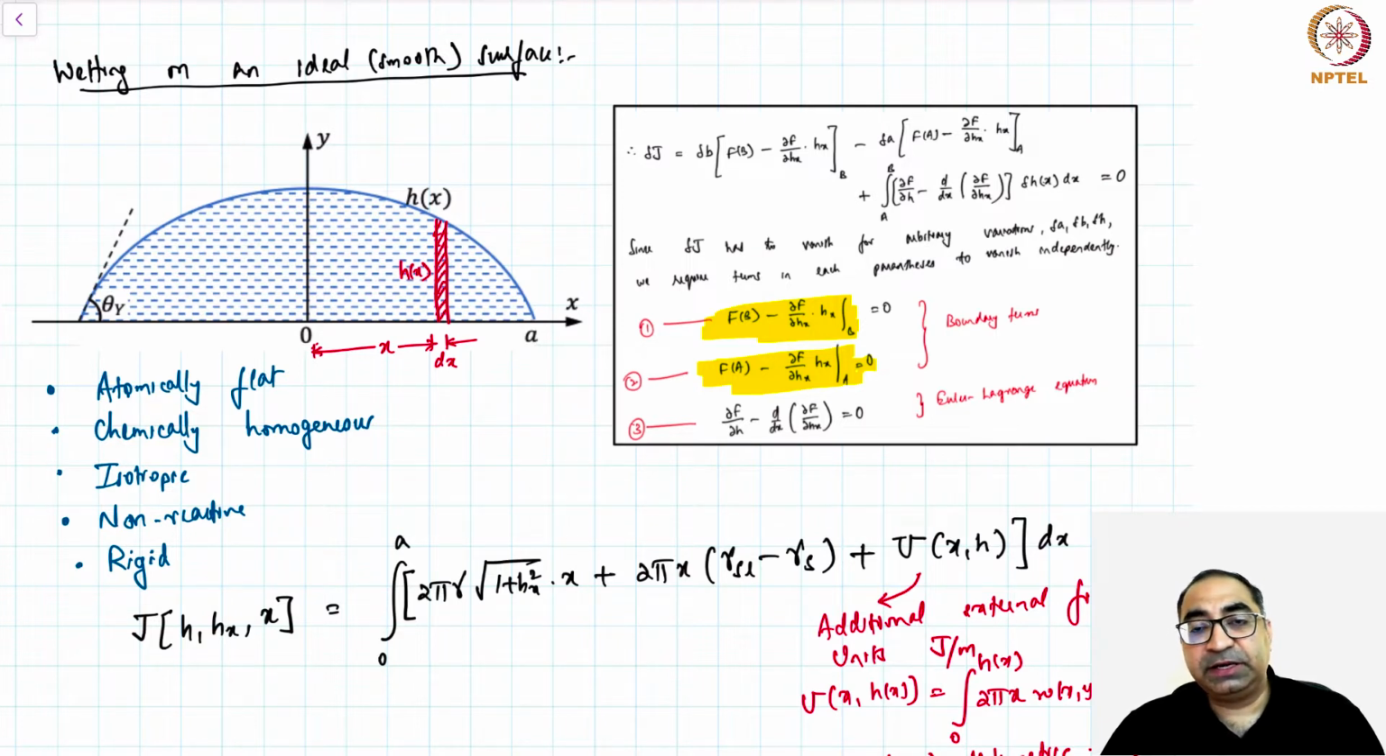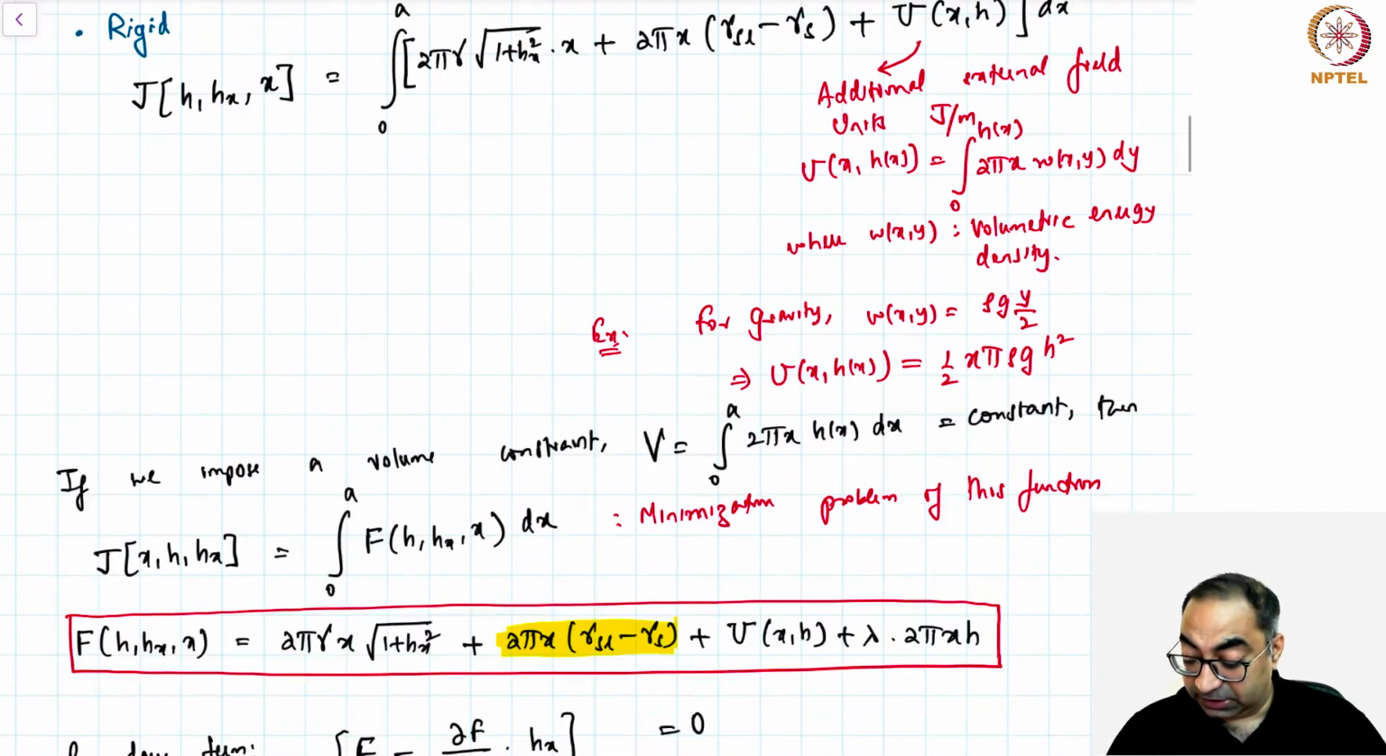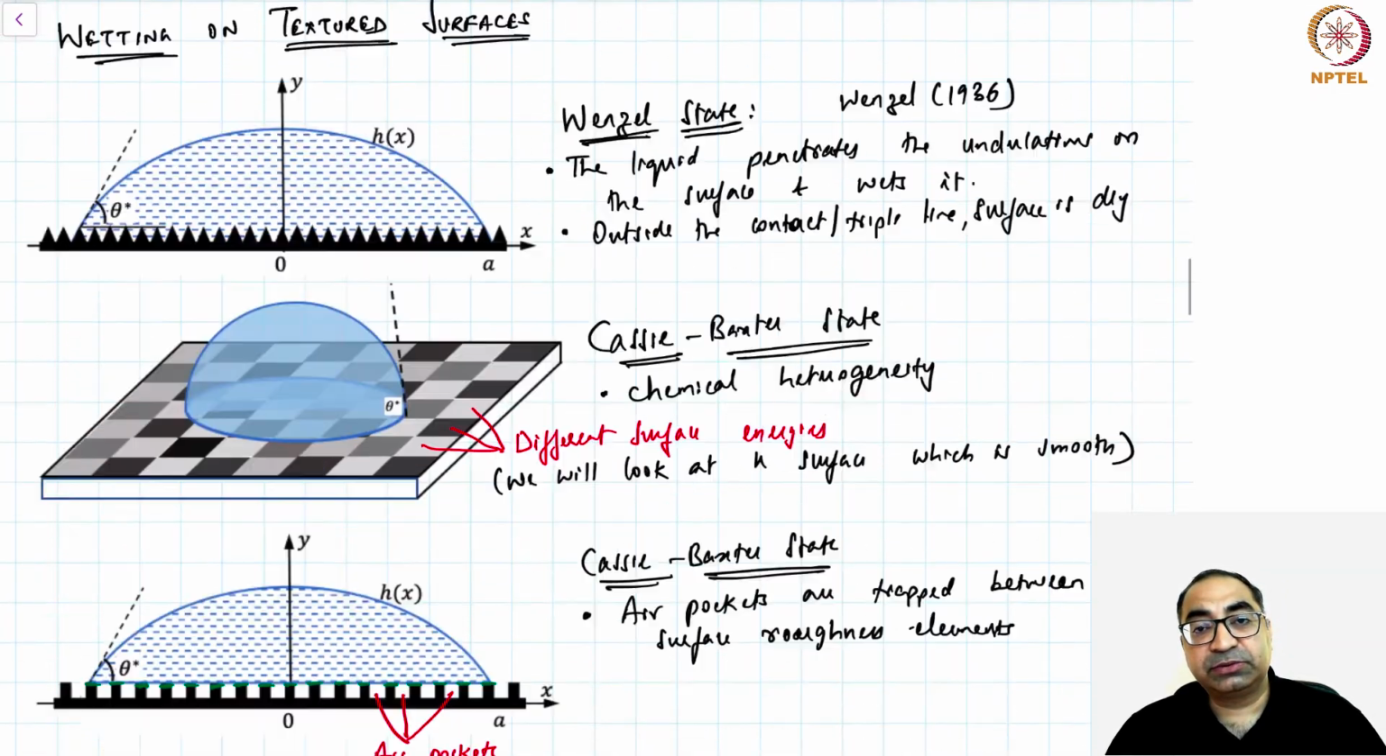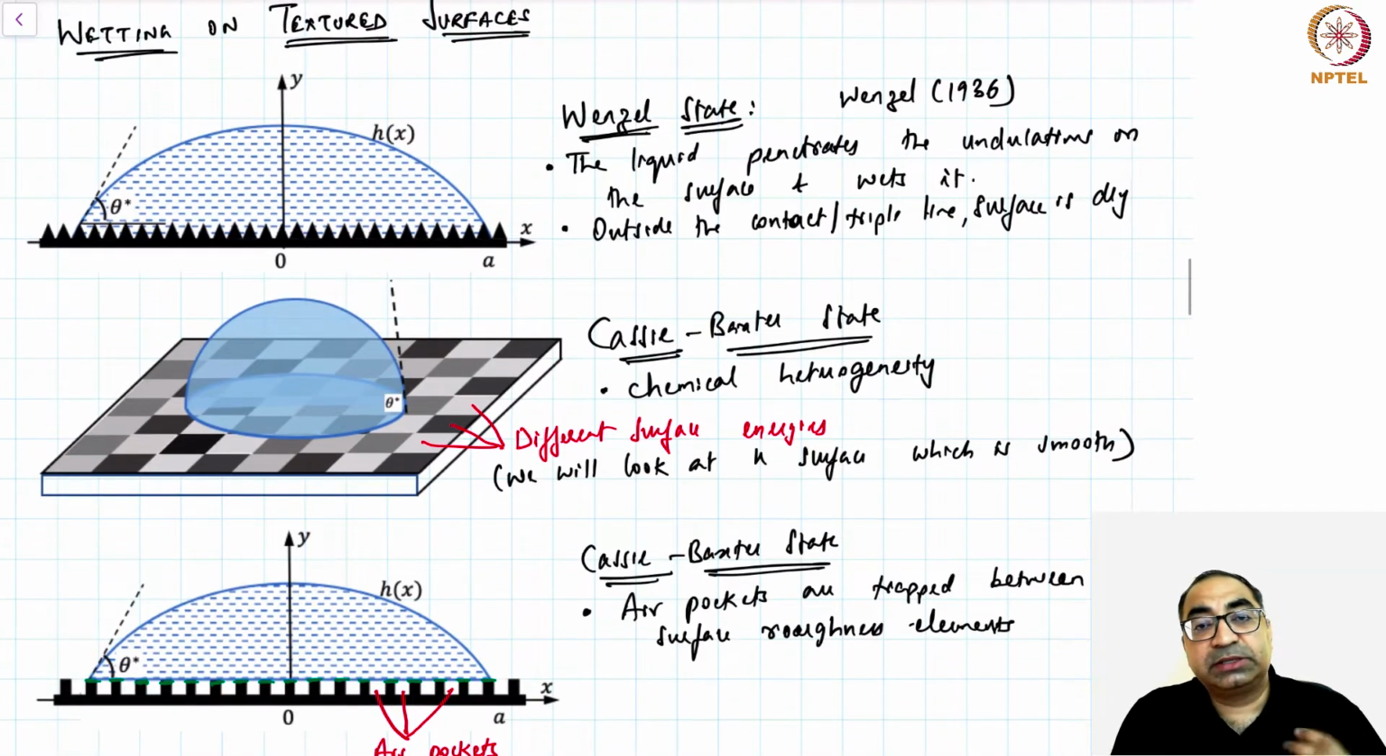Further, any external field that is present in the problem, such as a gravitational field, does not affect the boundary condition at the contact line. And we extended this approach to consider textured surfaces. We have controlled roughness elements, where in the first case we have a textured surface which is called the Young-Wenzel state. The liquid basically completely wets the solid surface, and the liquid penetrates into the roughness elements. And we did a detailed theory for this case.